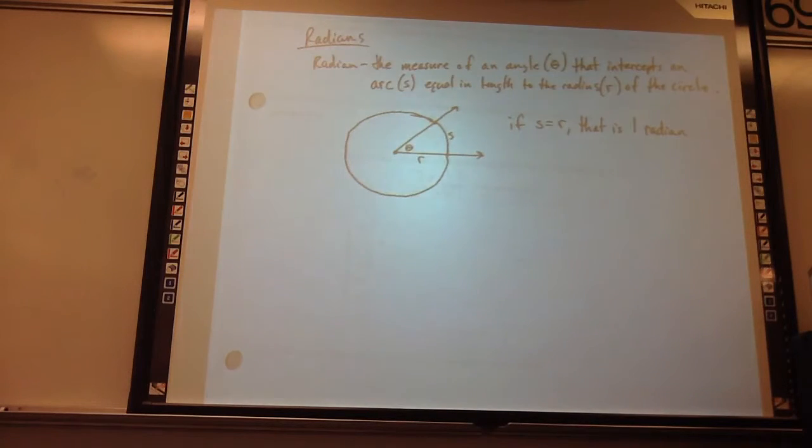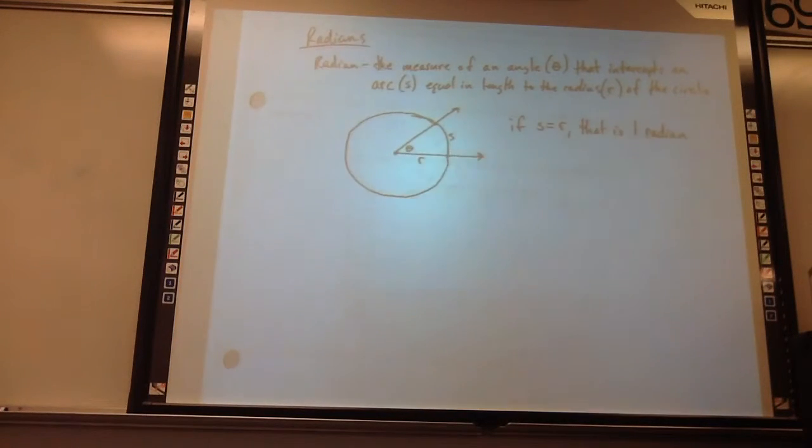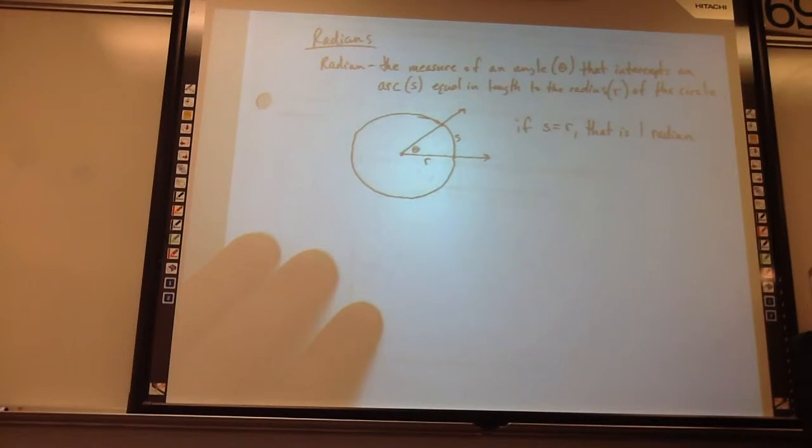If the radius was 12 and S was 6, that'd be like half a radian. But what if in a different circle the radius was like 8? Well, then the arc length is going to change also. But does that change the size of a radian? No, because there's a relationship there. Those two will always be related. If you make the circle bigger, both of them are going to get bigger.